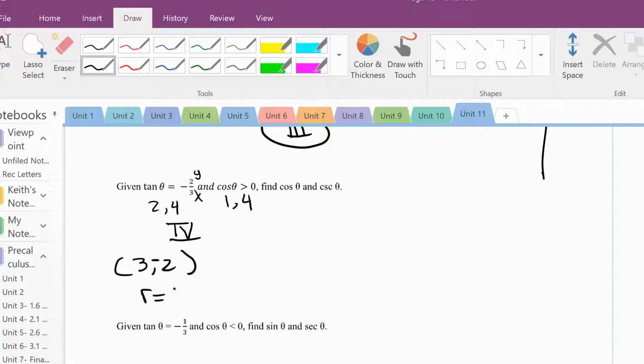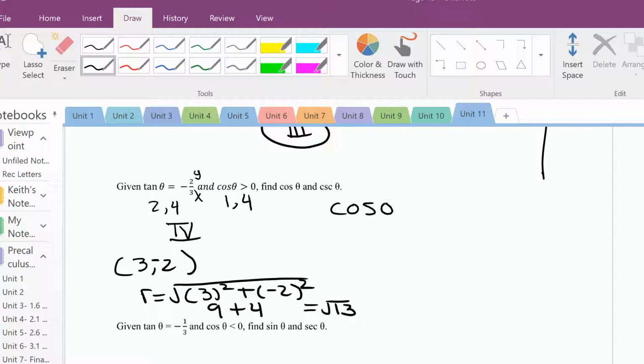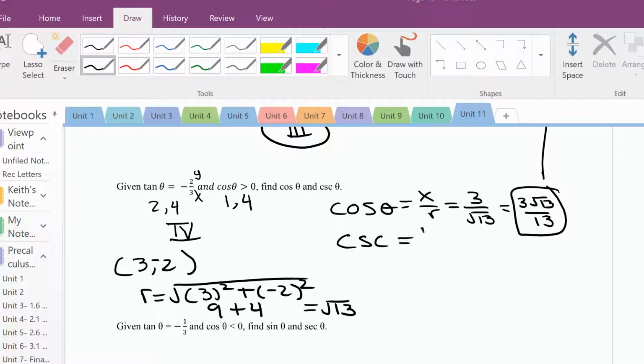So to find the r value, you take the square root of x squared plus y squared. So 9 plus 4, so it's equal to rad 13. So remember, since this is not a unit circle, because the r is bigger than 1, remember cosine is x over r, so it's going to be 3 over rad 13, which is 3 rad 13 over 13, and the cosecant, which is r over y, which is rad 13 over negative 2.